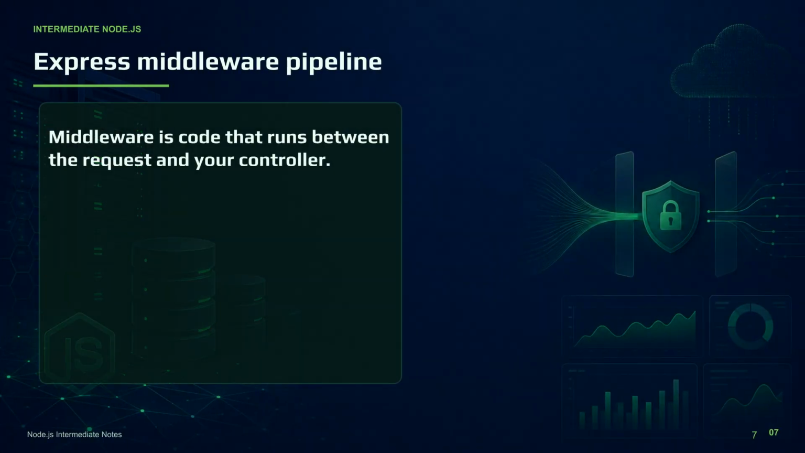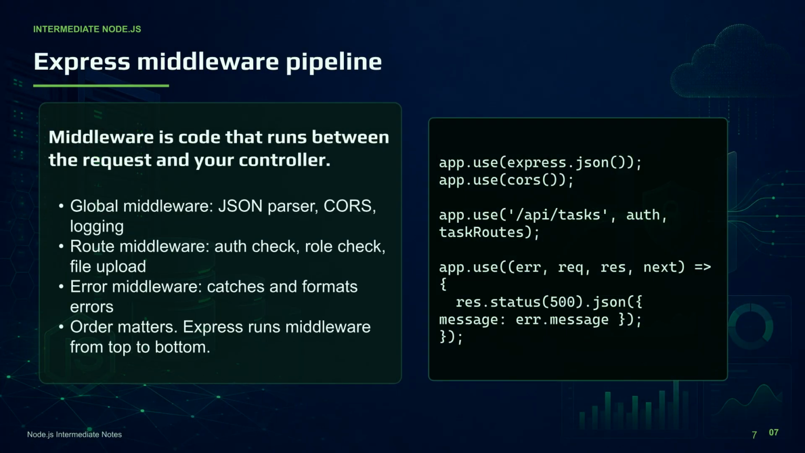Express middleware acts as a pipeline between your request and the controller. You can use global middleware for logging and parsing, route-level middleware for authorization, and error-handling middleware to catch issues. Remember that Express processes these from top to bottom, so order is crucial.